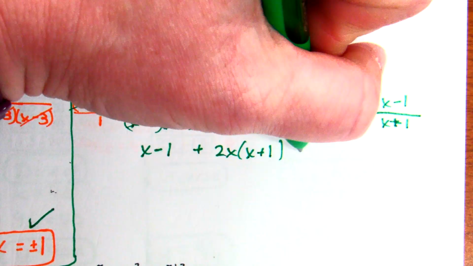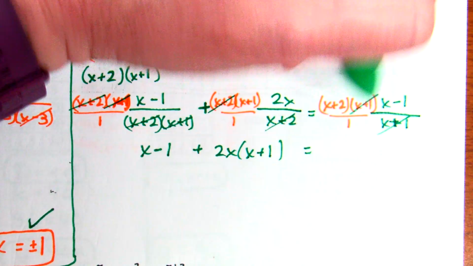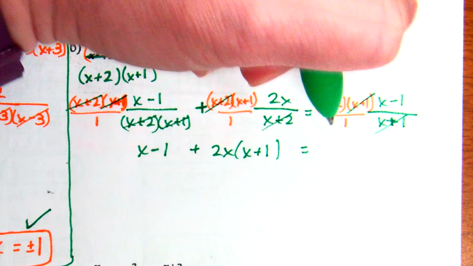Carry down your equal sign. What cancels? X plus 1 cancels. What remains? 2x. How about x plus 2? Yeah, x plus 2. And x minus 1. I know, I was trying to figure out what you did there.